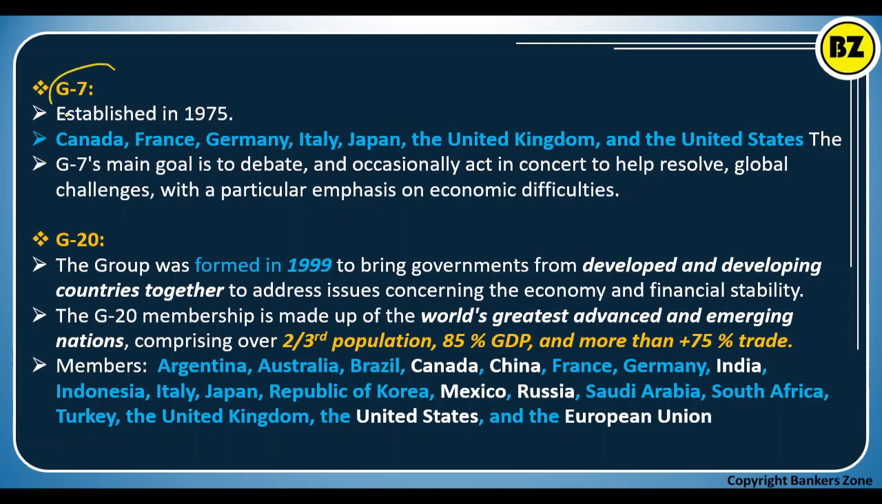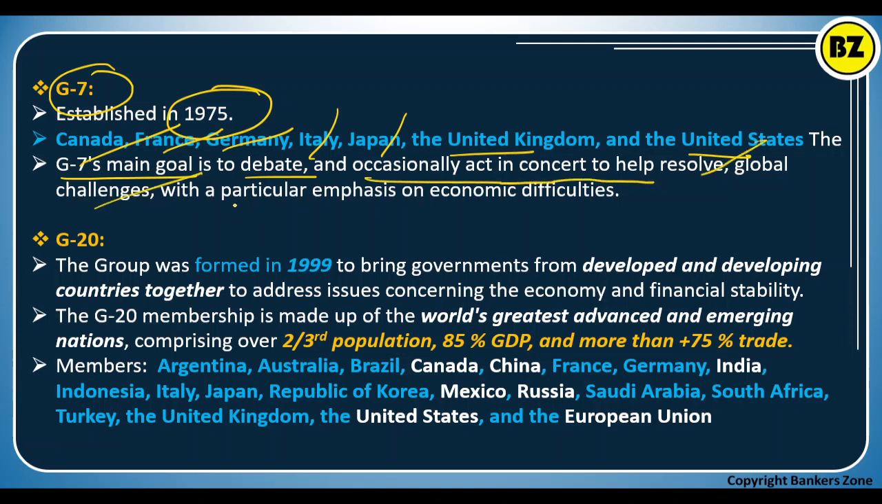What is G7? G7 is a group established in 1974. It has Canada, France, Germany, Italy, Japan, UK and the US. So these are basically 7 countries, right? The G7 has the main goal to debate and occasionally act in concert to help resolve global challenges, with a particular emphasis on economic difficulty. So basically they help each other in trade.